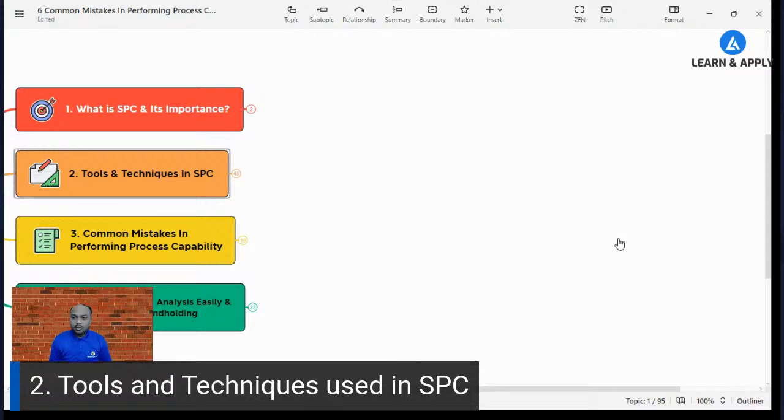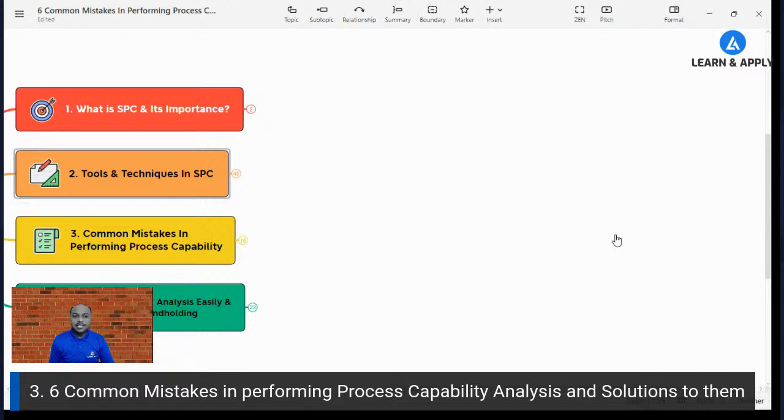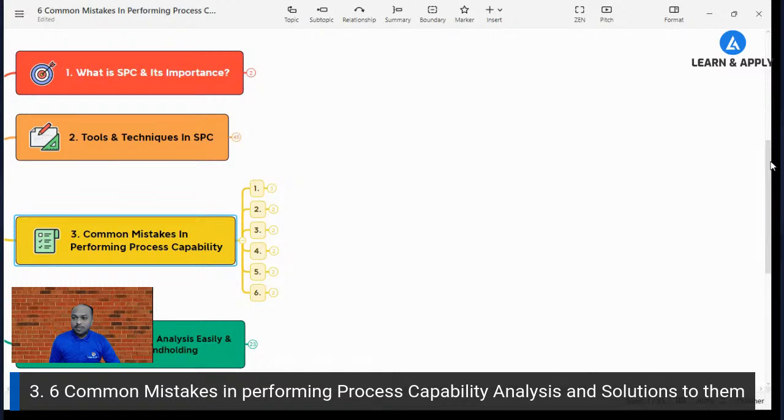Great. So next, let's go into the details now. We have understood what SPC is and why it is important. We have understood the tools and techniques that are part of statistical process control that we can use in real life. Now, today's main topic is the 6 common mistakes that working professionals or quality professionals are making while performing process capability, and what the solutions for them are. So let's go into the detail and understand all these mistakes one by one.